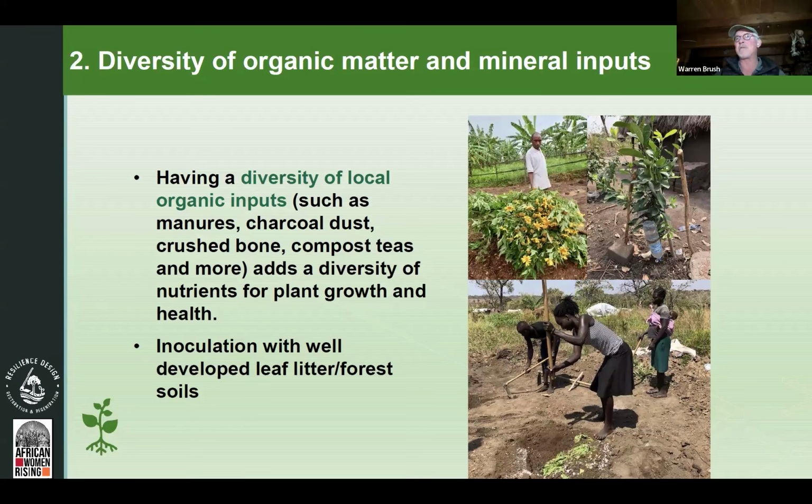Another way that we help to develop the soil biology is we'll inoculate our subsoils with some of the local forest leaf litter, or a more developed agricultural systems leaf litter that has the biology in it. So we're inoculating as well. Next, T.